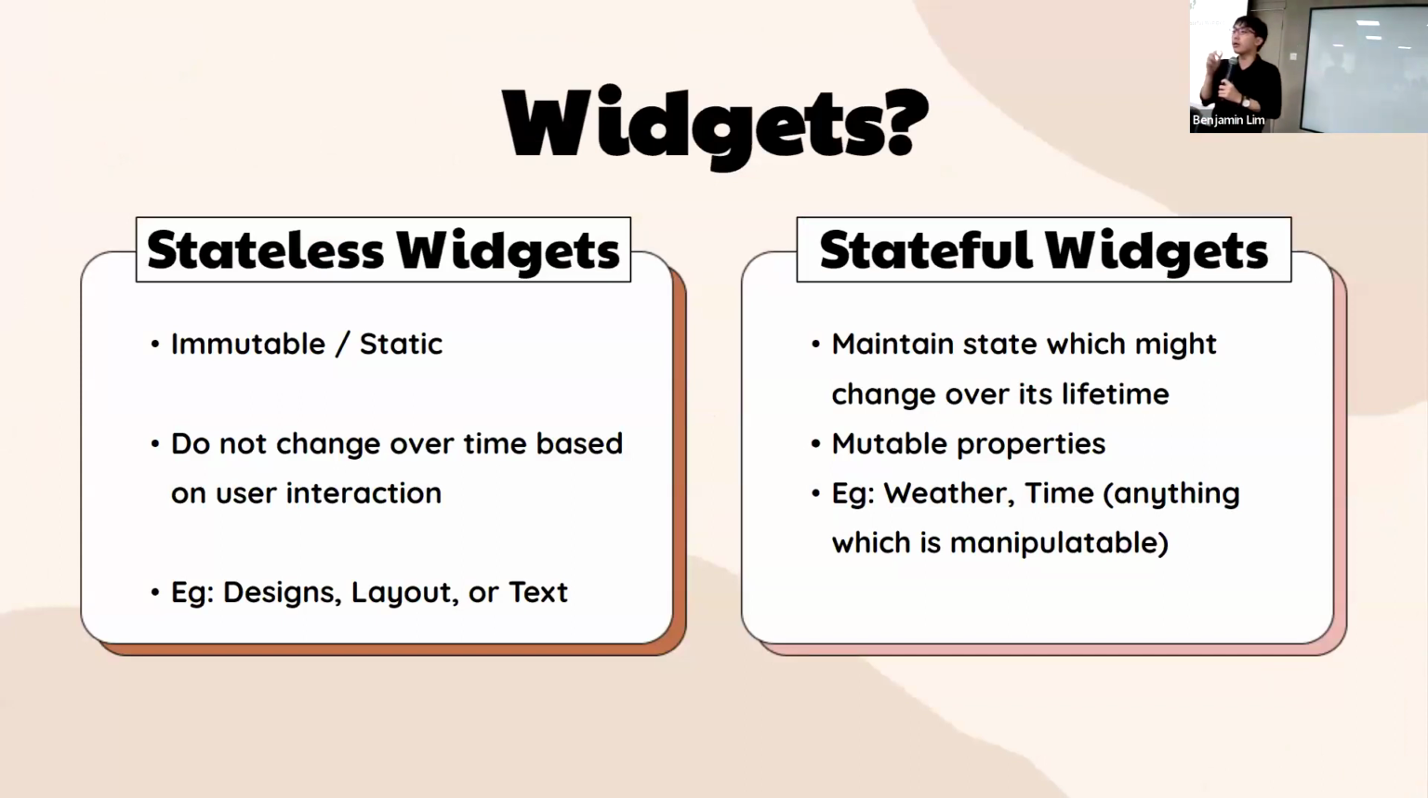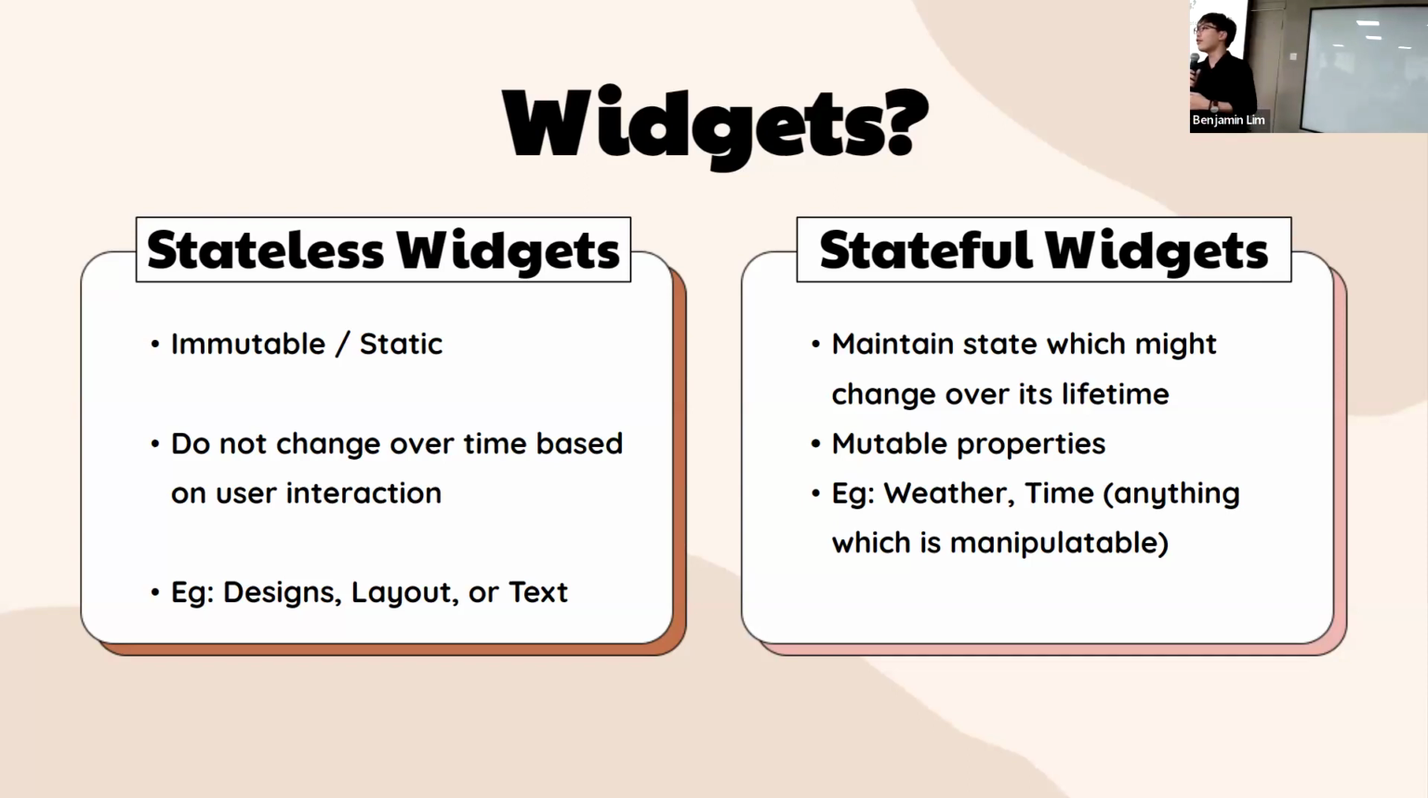The basic building blocks of Flutter are composed of two: one is called stateless widgets and one is called stateful widgets. Basically everything in your app is called a widget. Stateless widgets are widgets which are immutable and static, which won't change over the course of the app's lifetime. Examples include designs, layout, or text. If it's in your app, it won't change for the whole time. It will just remain a constant.